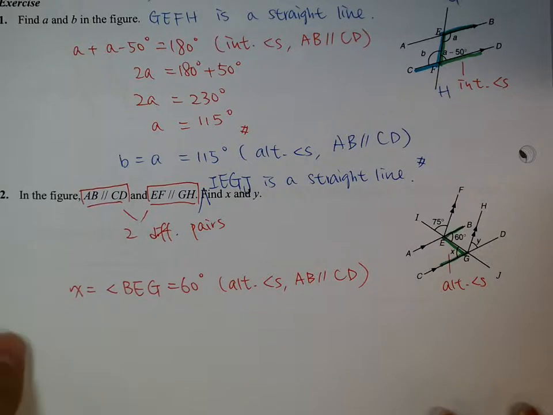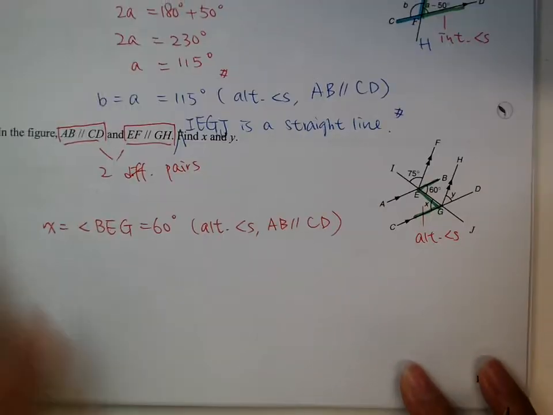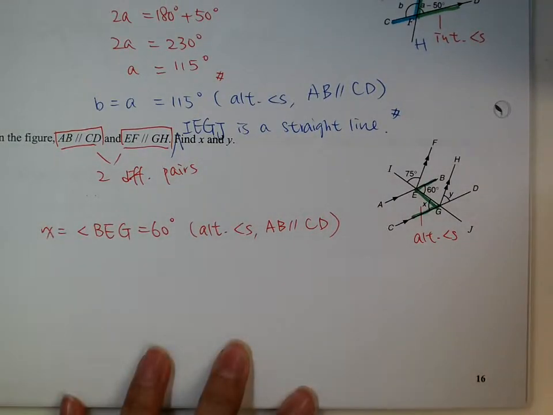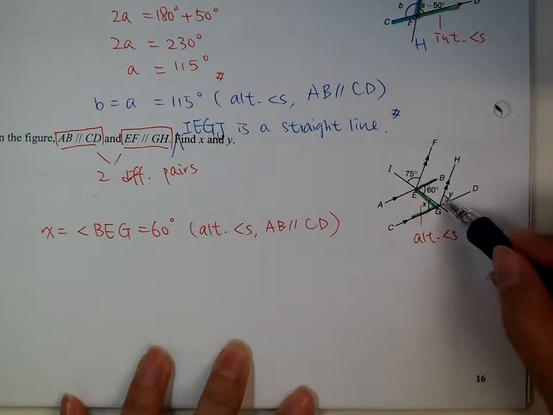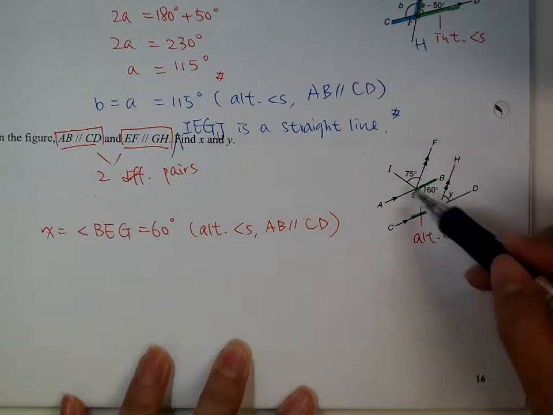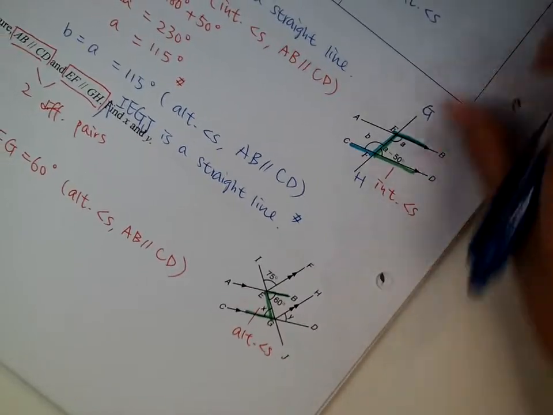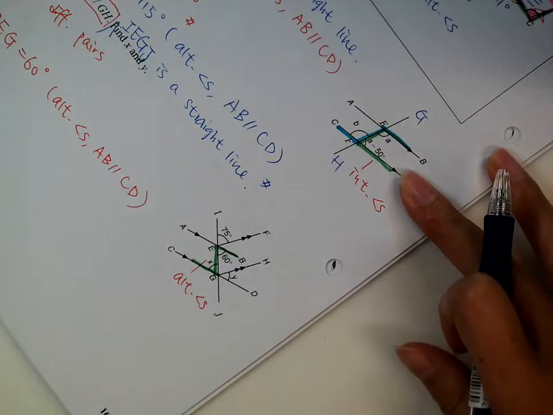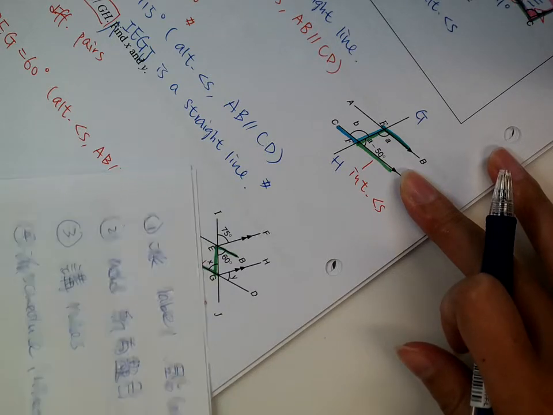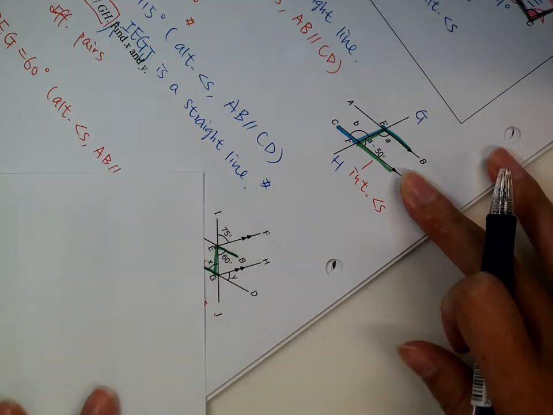Then how to find the y? The y is here. The y is here. So thinking about that, because you didn't use EF and GH, you try to use the other pair of parallel lines, EF and GH. So maybe you cover this one. Maybe you cover this one.